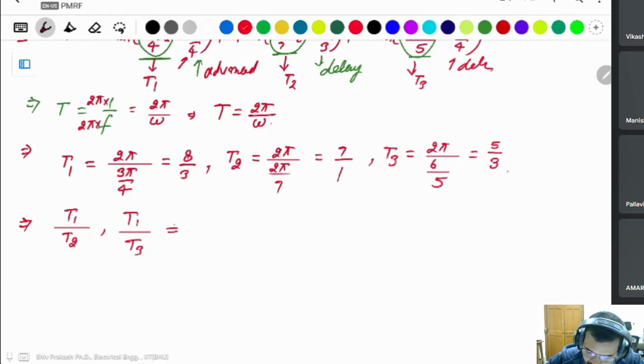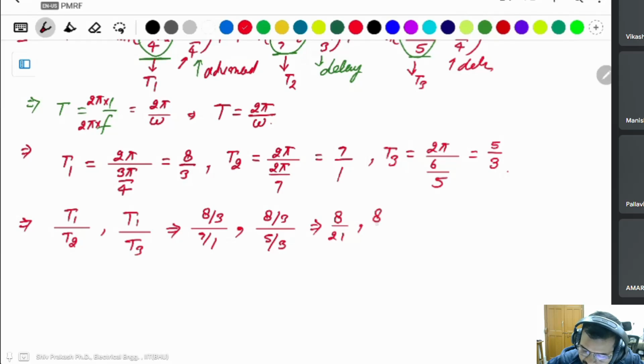Okay. T1 is 8 by 3, then T2 is 7 by 1. This is 8 divided by 21. Sorry, I wrote it here like that. This is for T1 by T2, T1 by T3. Here T1 is 8 by 3, T3 is 5 by 3. Then you can say 8 by 3 divided by 7 by 1 is equal to 8 by 21. Then the 3 cancels out, 8 by 5.